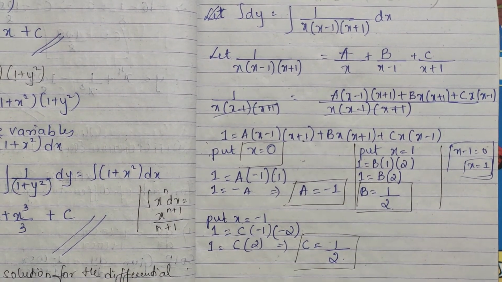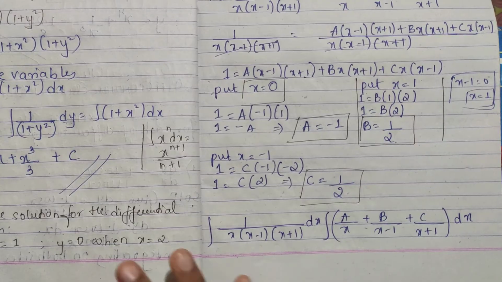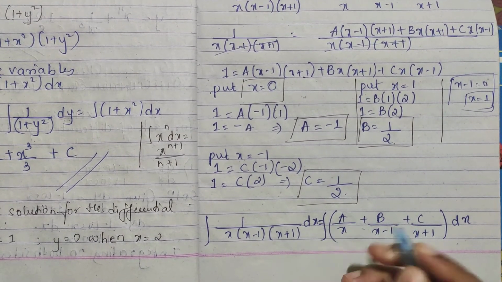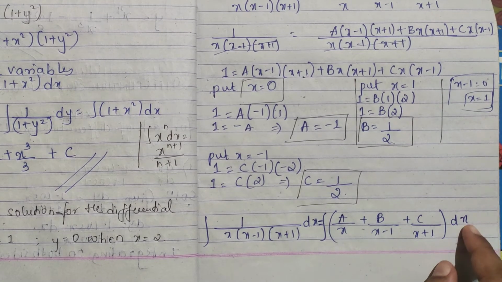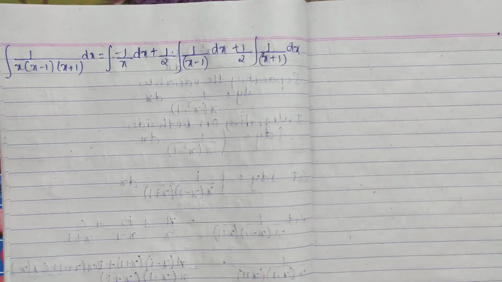So you have got the a, b, c values. Now substitute in this. Take your integration directly: it is equal to a by x plus b by (x minus 1) plus c by (x plus 1). Now substitute here the a, b, c values and we will integrate it, okay. So integration, right?